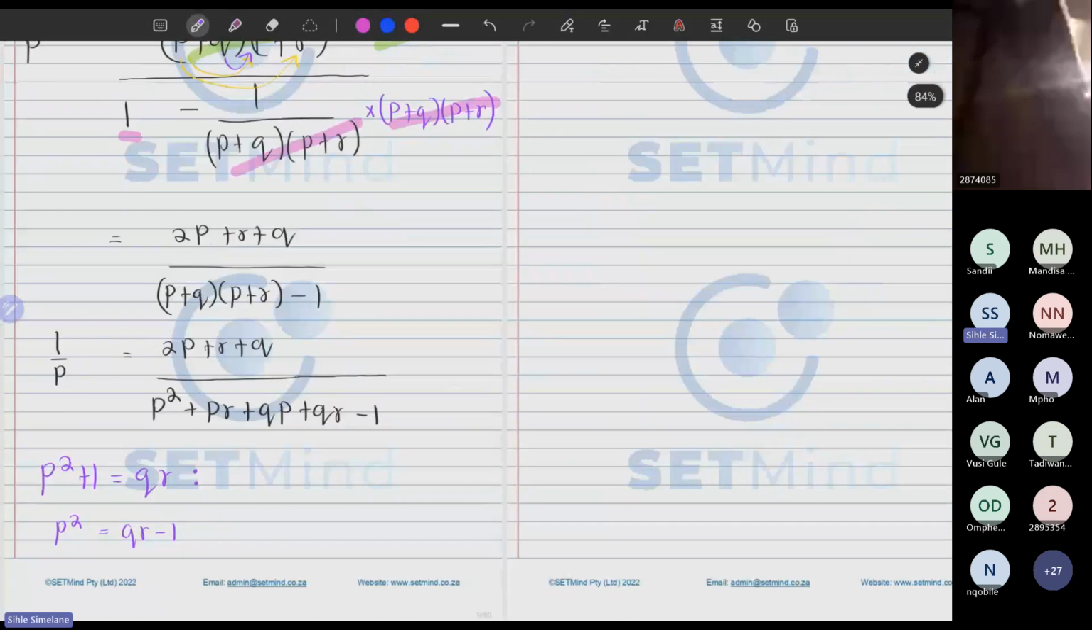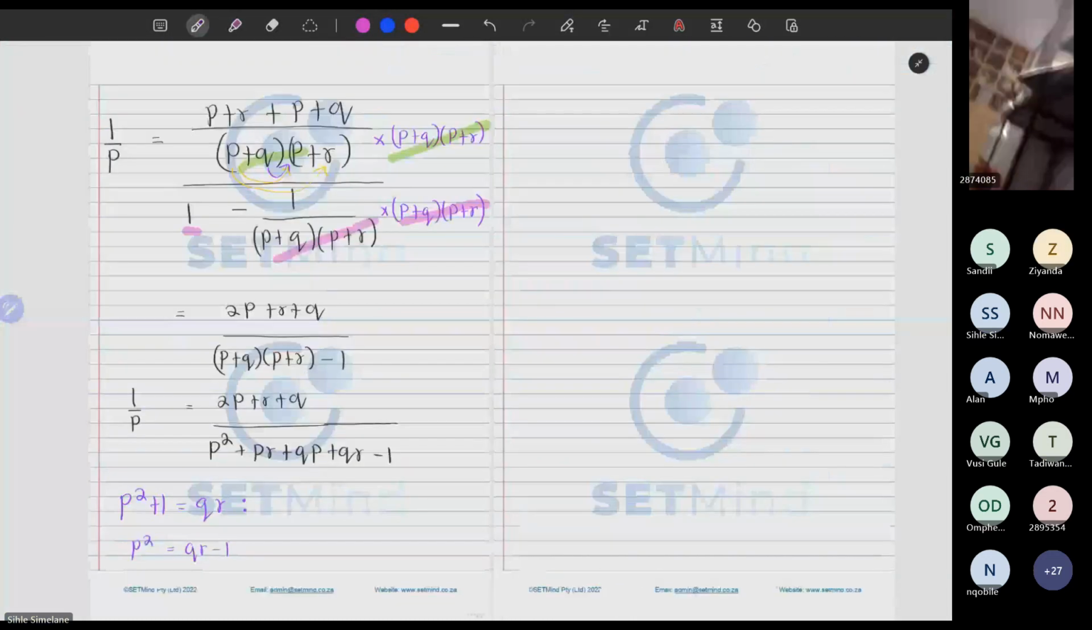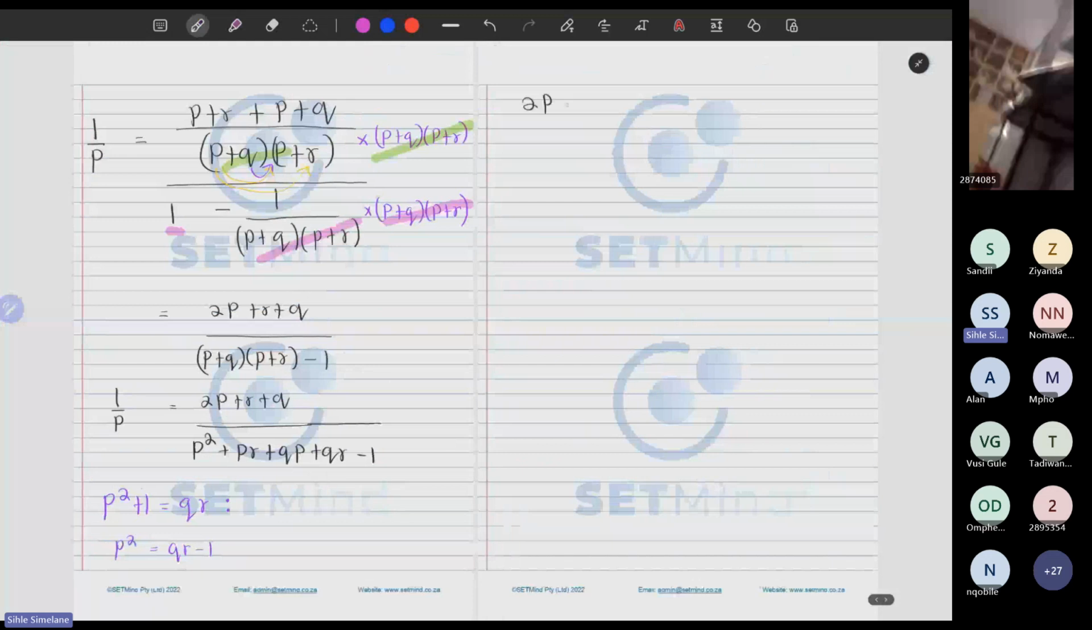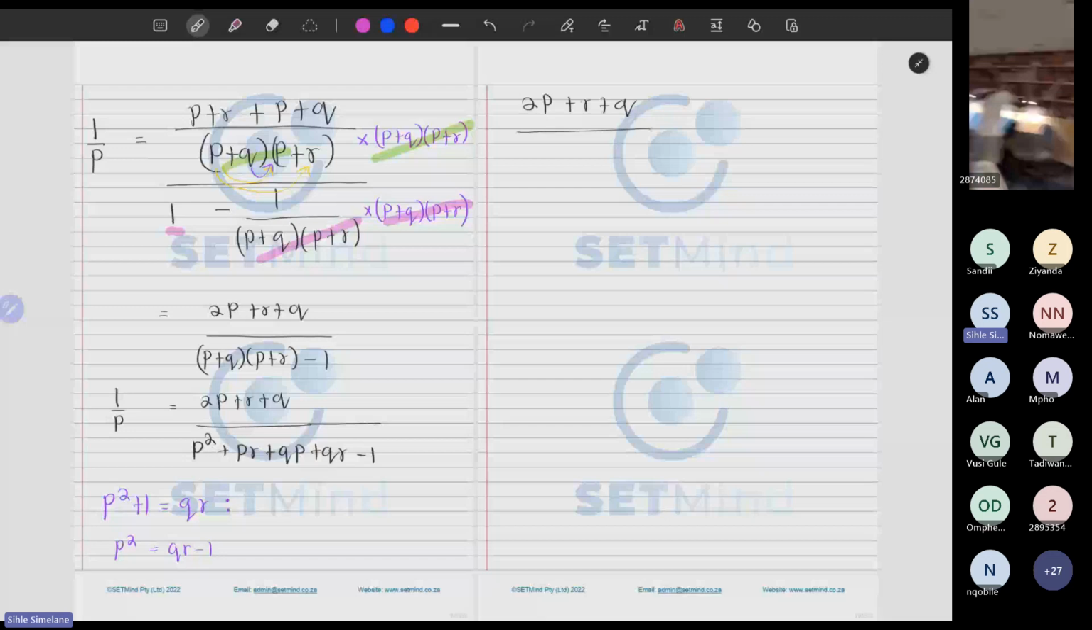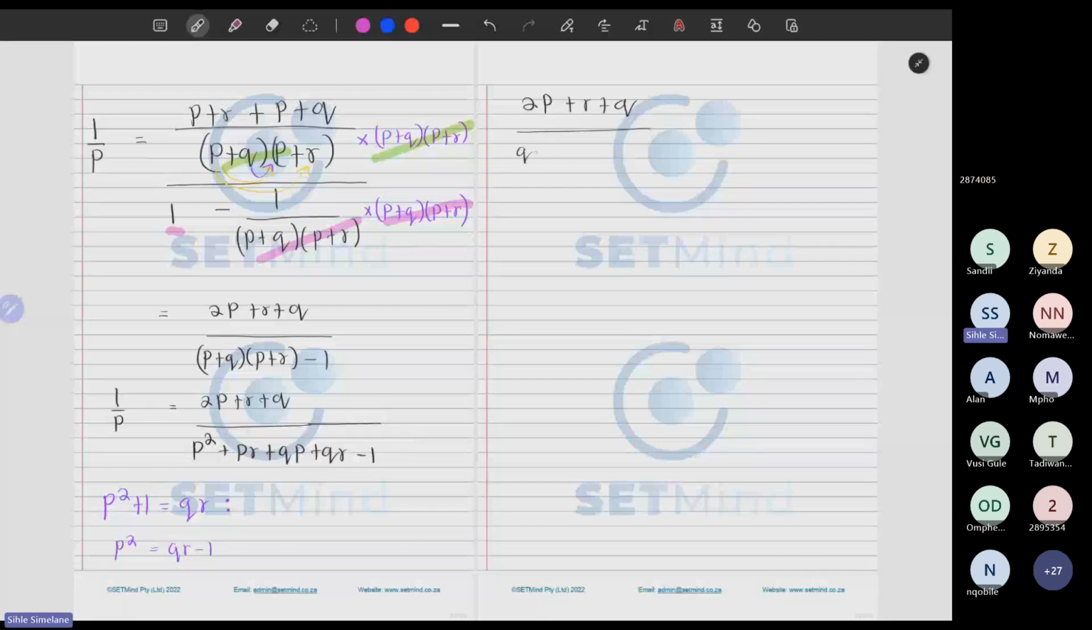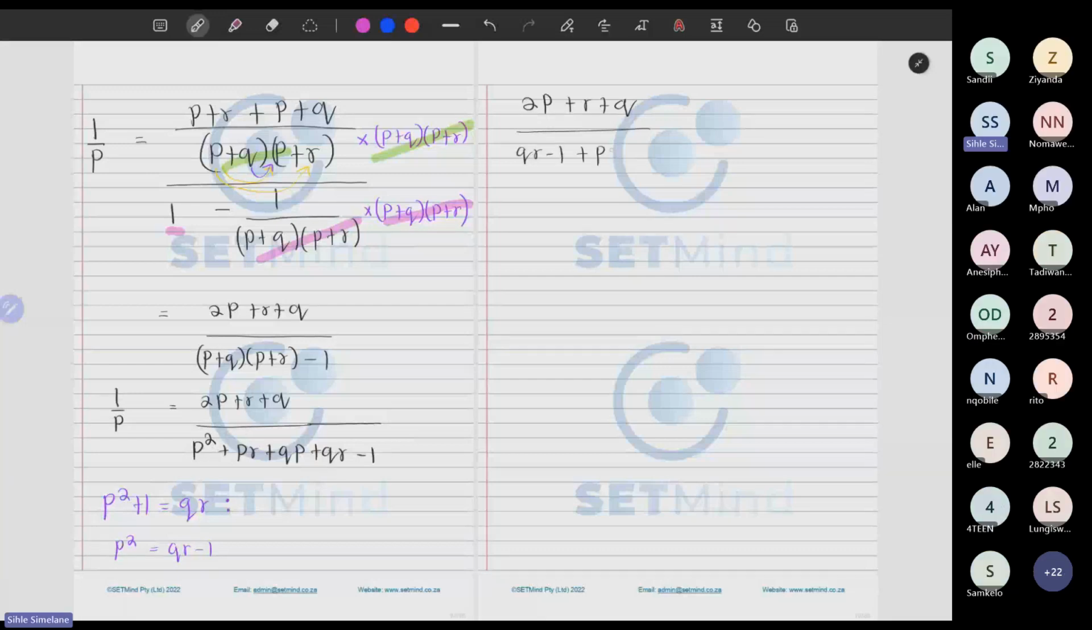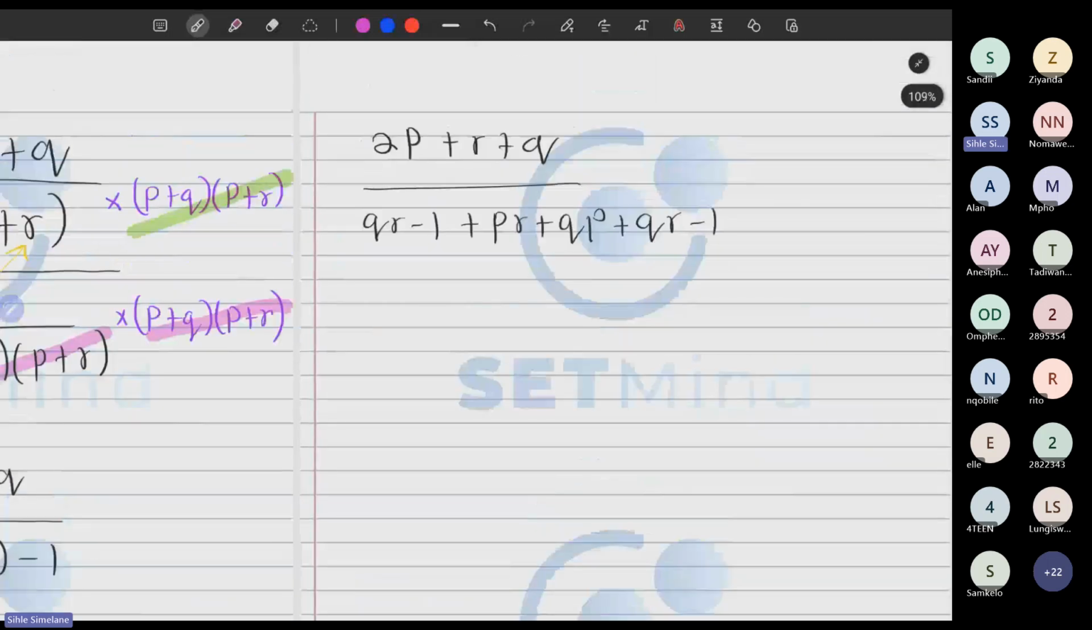Okay, let's go and try that and see if it works out. So we have 2P plus R plus Q. Wherever we see the P squared, let's replace it with QR minus 1, and then we will have our PR there, then our QP, and then plus our QR, and then minus 1. So how is this going to help us?